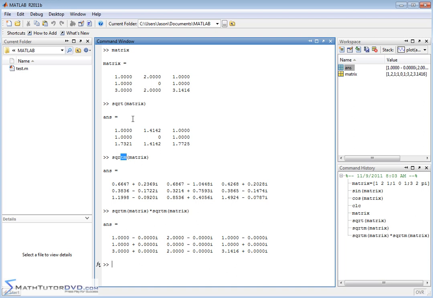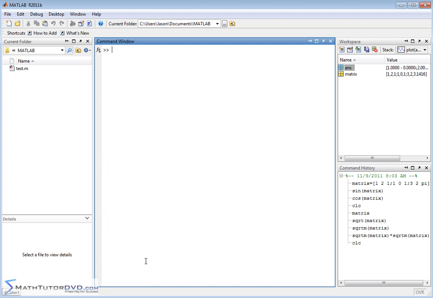So that's why there are 2 functions here. This one's just element by element. This one's the real definition, so that if you multiply it by itself, you get the original back. All right. So let me clear the screen. We put the matrix back up there.